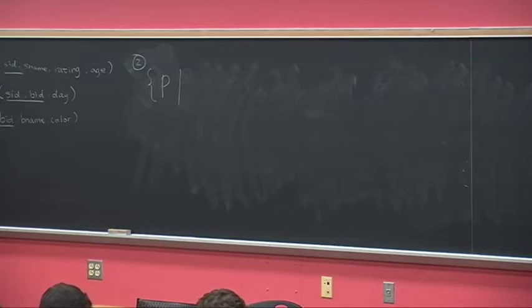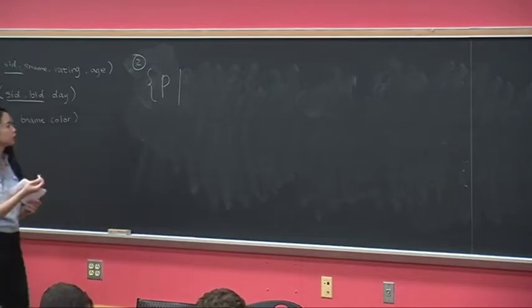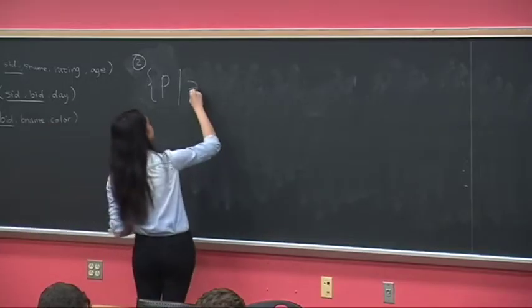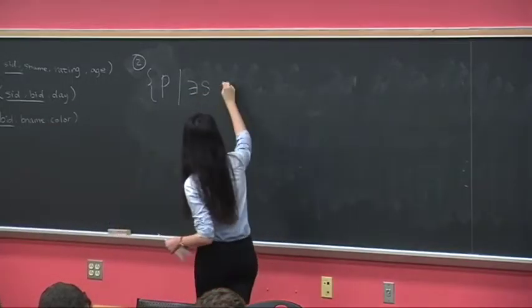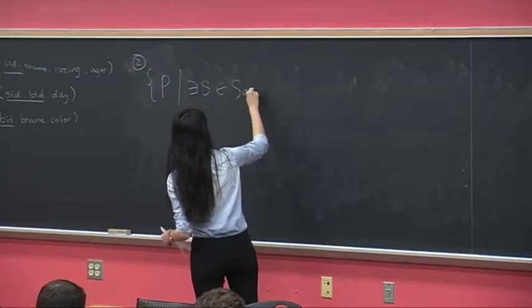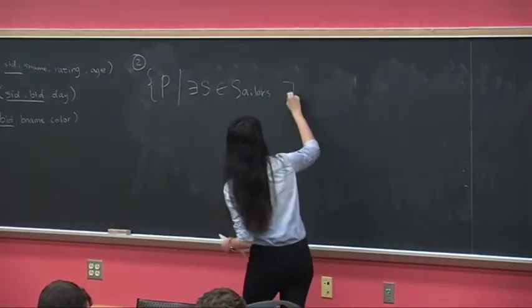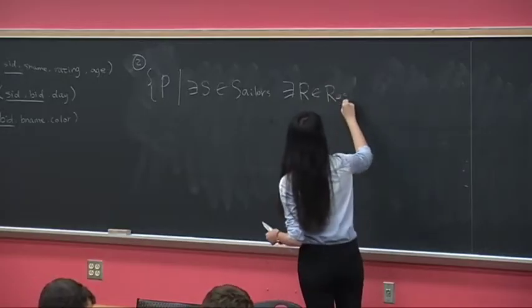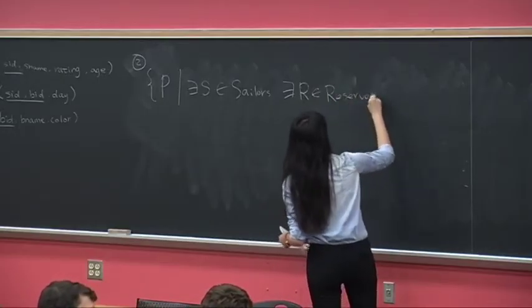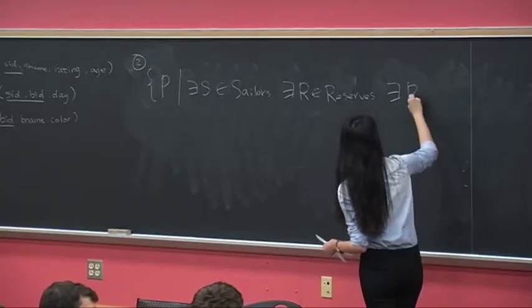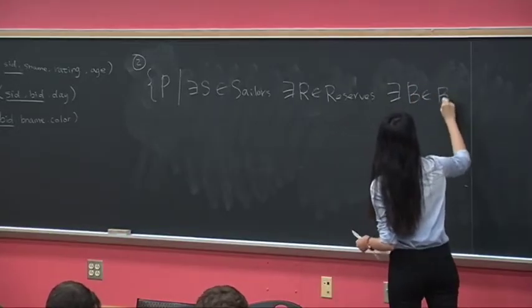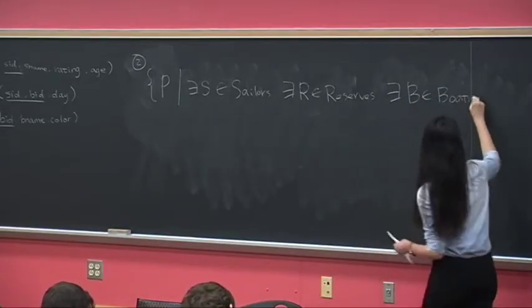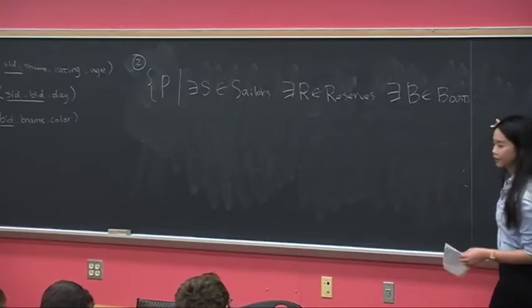S from sailor, S are in sailor, R in reserves, B in boats. There exists S, that's in sailors. There exists R, that's in reserves. There also exists B, that's in boats. Okay, so here, good, we take care of the join.